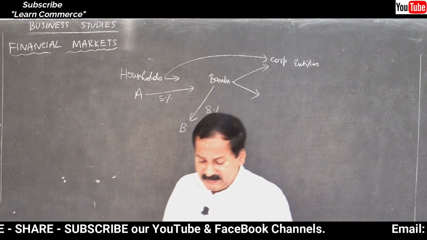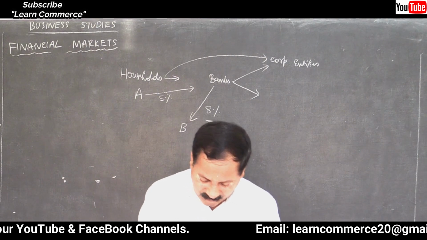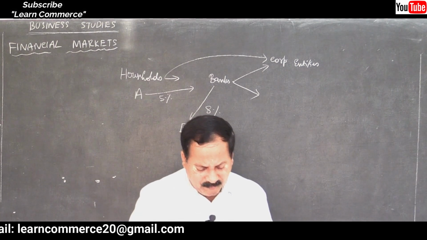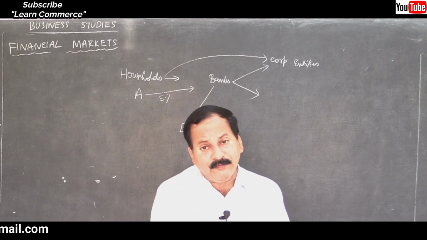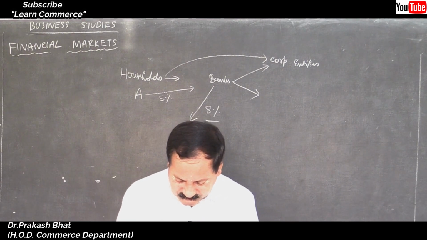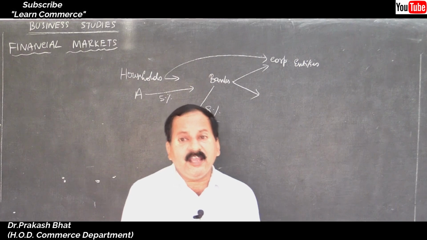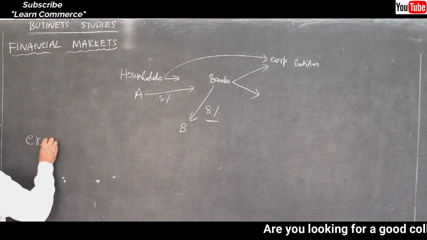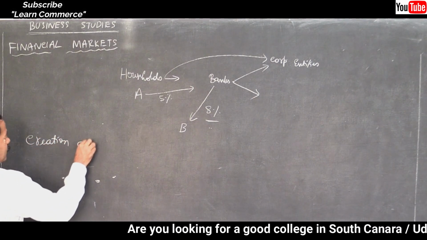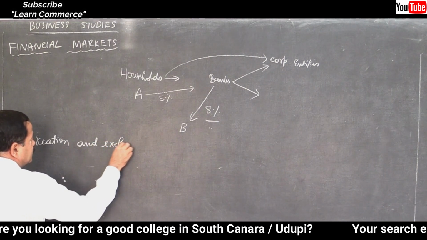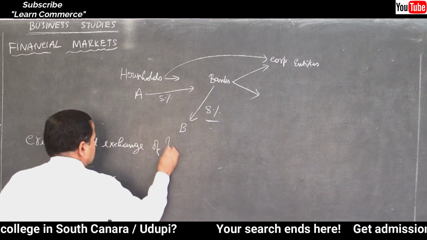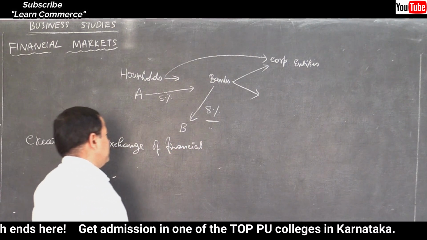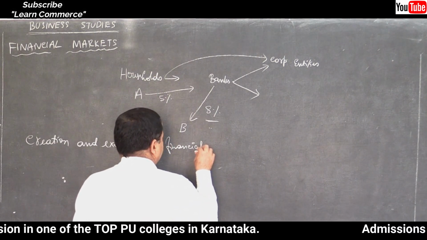Now, keeping this in mind, let us move on to what is a financial market. The meaning of financial market. A financial market exists wherever there is a financial transaction. So it is a market for the creation and exchange of financial assets. If they ask you a question, what is a financial market? This is enough: creation and exchange of financial assets.